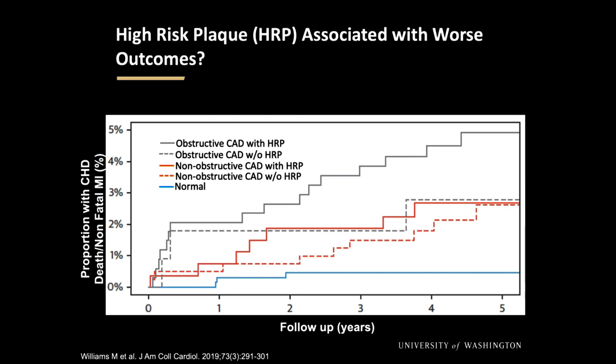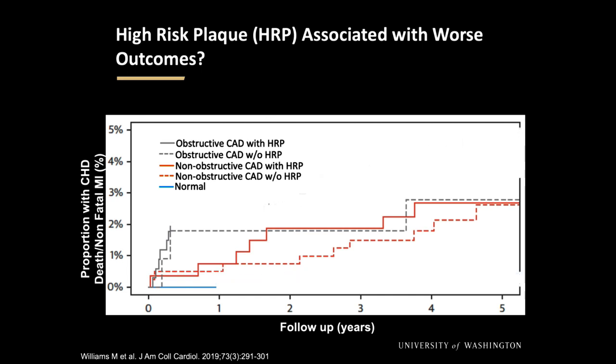And they found that if you had obstructive coronary artery disease with high-risk plaque features, those patients had the most events. Obviously, if you had normal coronary arteries, which is the blue graph at the bottom, those patients had the lowest events. And if you kind of clean up this slide and get rid of all that, you're left with everything else. And I think one of the points here is that if you had non-obstructive coronary artery disease with high-risk plaque features, which is a solid orange line, you actually had comparable results at about 2 years to those who had obstructive disease without high-risk plaque features.